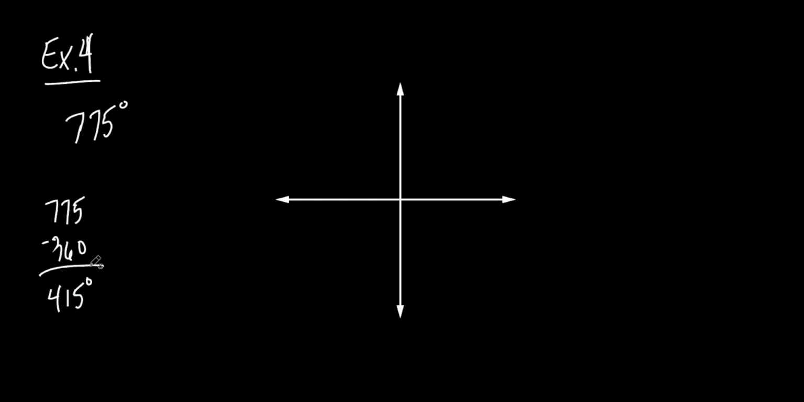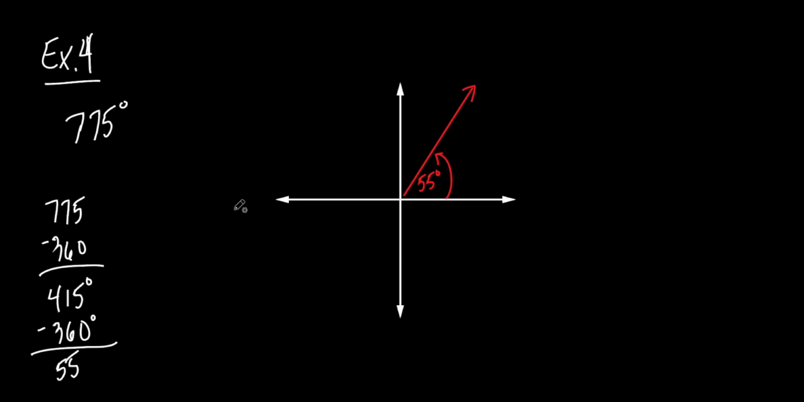This still doesn't lie between 0 and 360. So what am I going to do to this now? I'm going to take away another what? 360. That's right. Take away another 360 degrees, and you get 55 degrees. So watch. 55 degrees is something like this. Okay, that's 55 degrees. That angle right there is the same angle as 415 and the same angle as what? 775. Everybody see that?